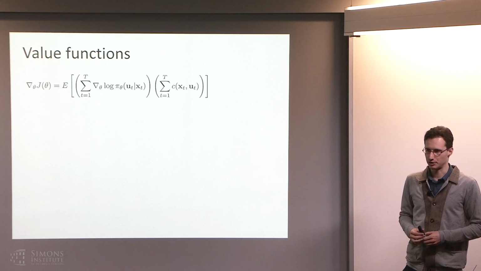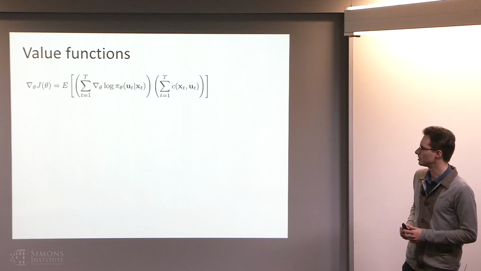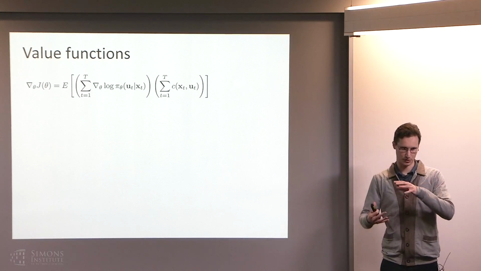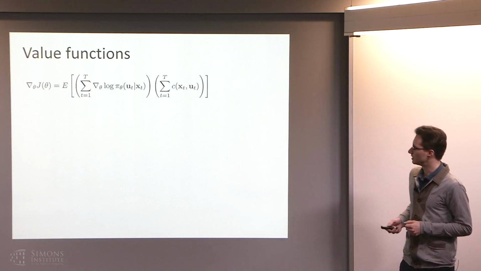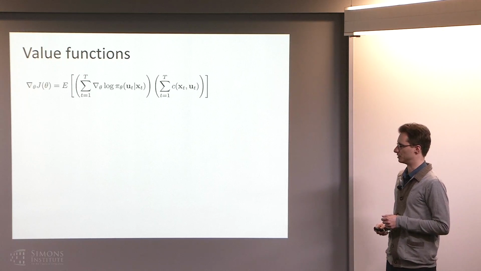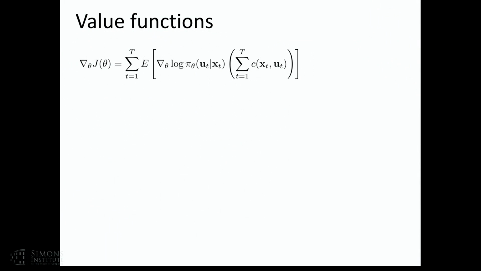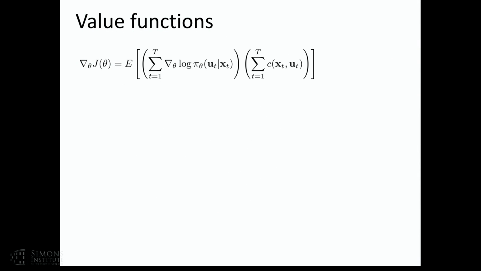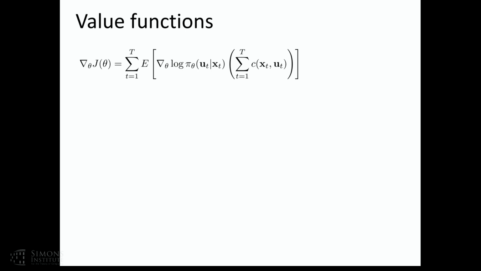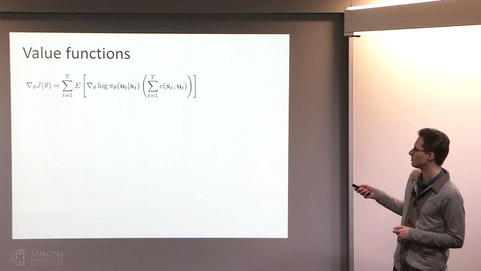Okay, so that's policy gradients. Now let me talk a little bit about value functions, and then I'll put these pieces together. This may be something that Emma talked about earlier in the day. One of the things you can do is take your policy gradient and rewrite it a little bit like this. I just took the sum out of the expectation, and now you have this funny term: the gradient of the log probability of an action at time t times the sum of costs from time 1 to the end of the horizon.